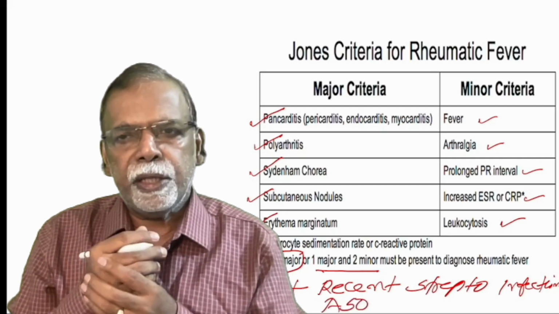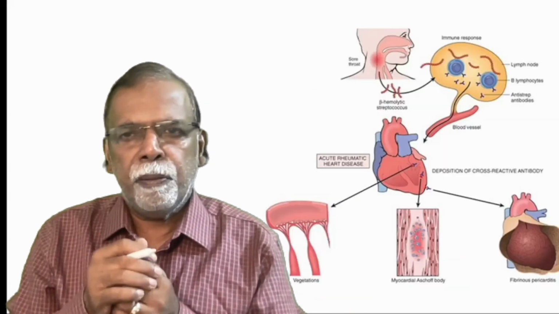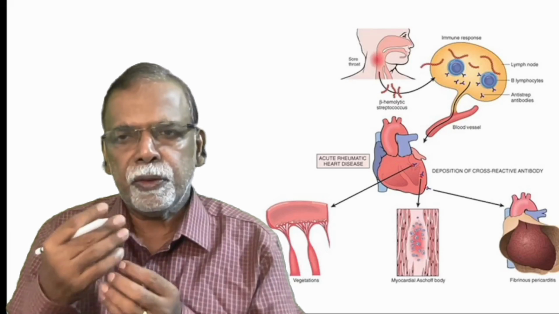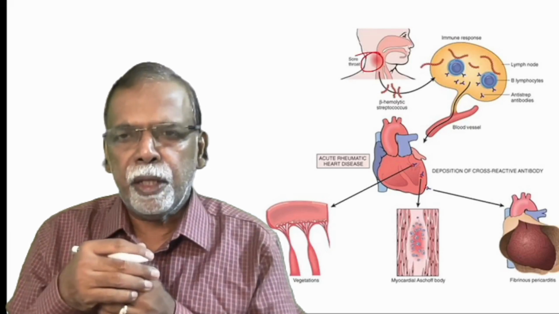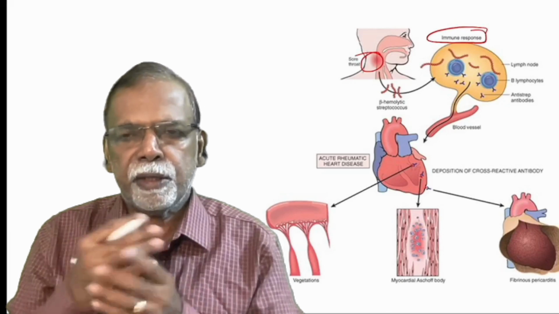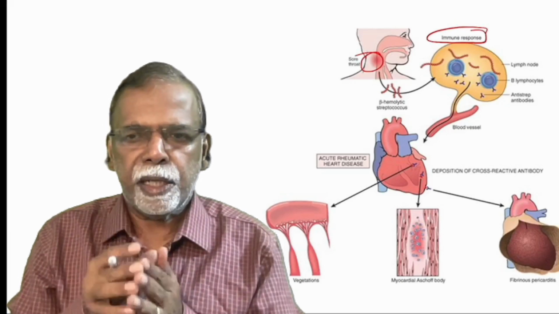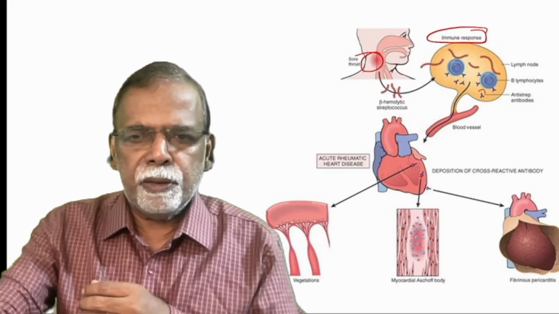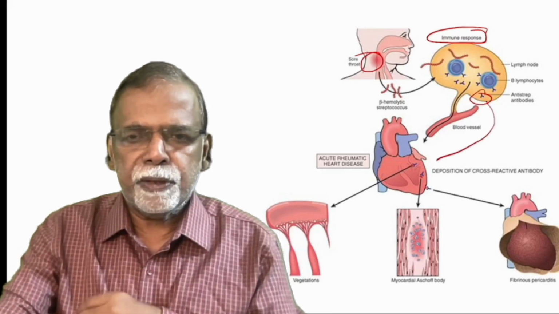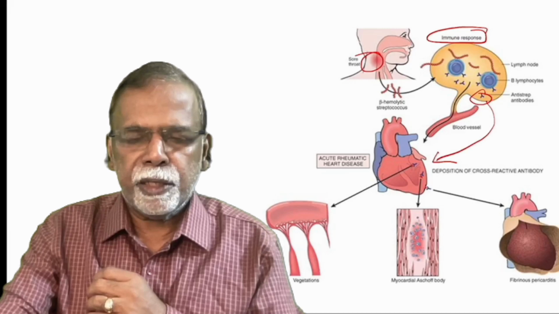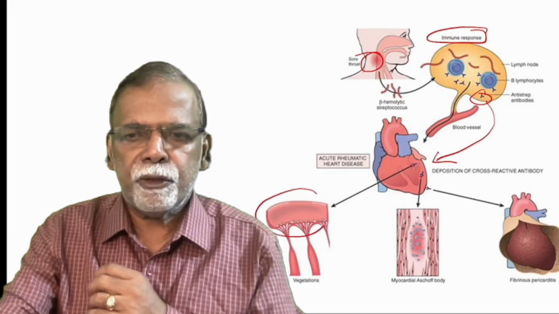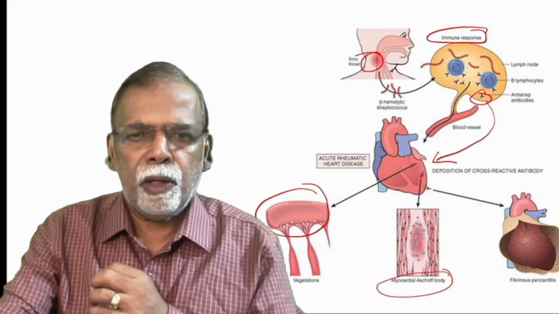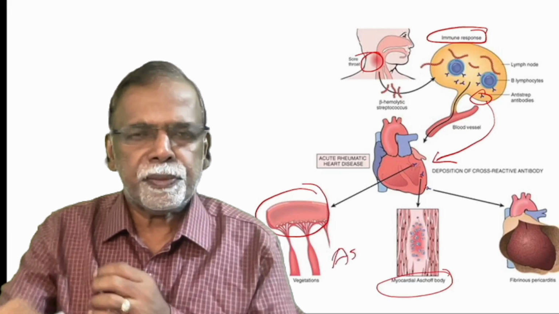So here we can see the sore throat producing tonsillitis or pharyngitis, which leads on to the formation of antibodies that react against the heart and produces carditis. And the pathology you will study in next sessions. Then in the myocardium there is what is called development of Aschoff bodies. And here you can see the valves which get damaged later.